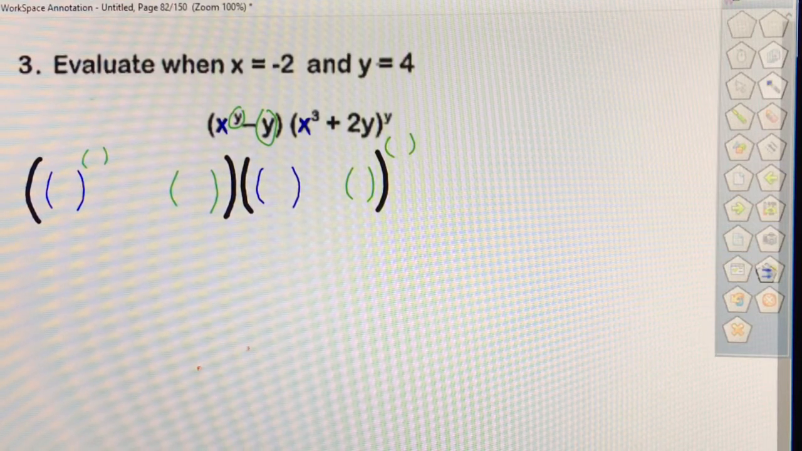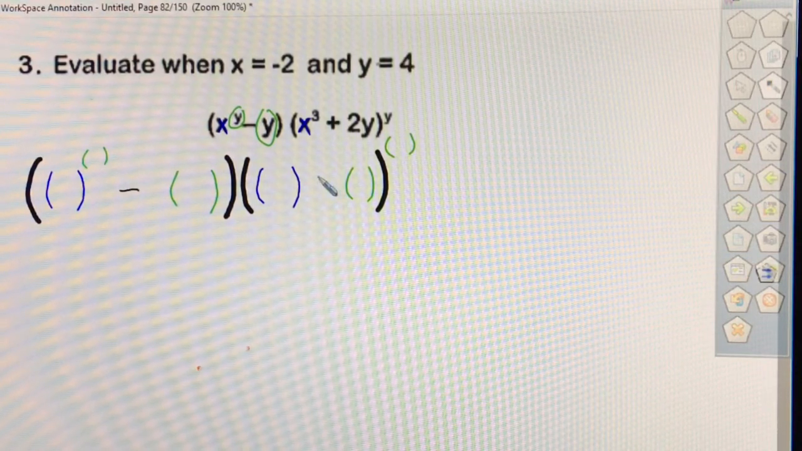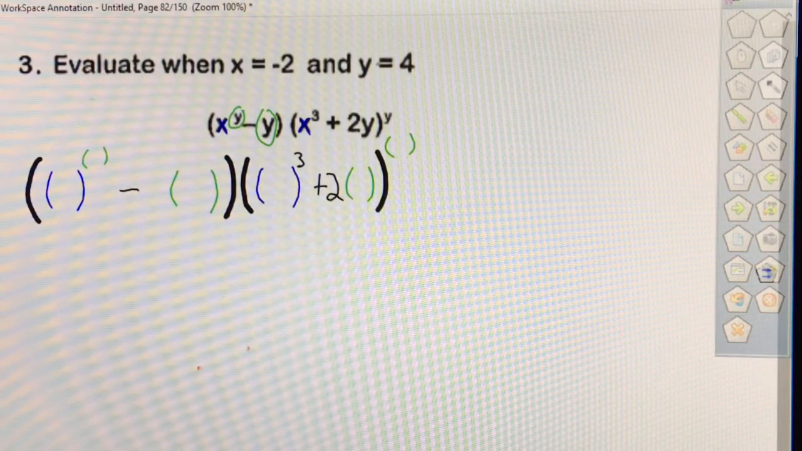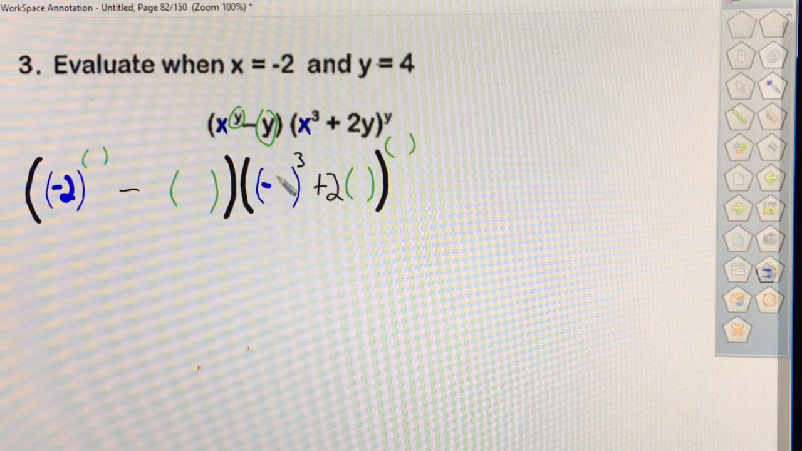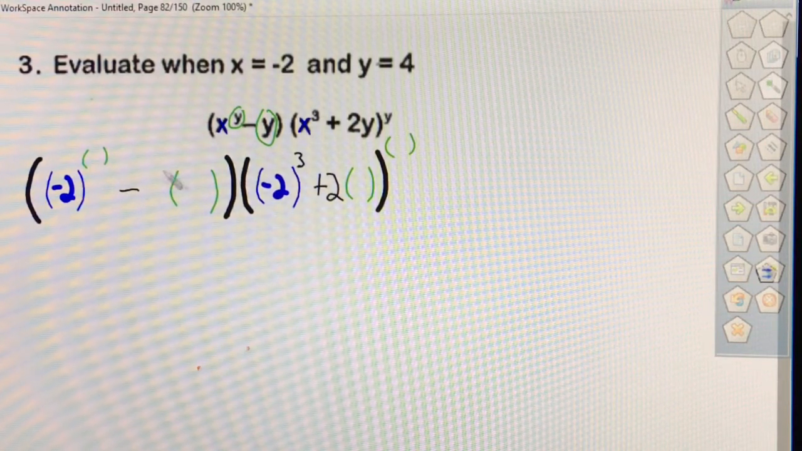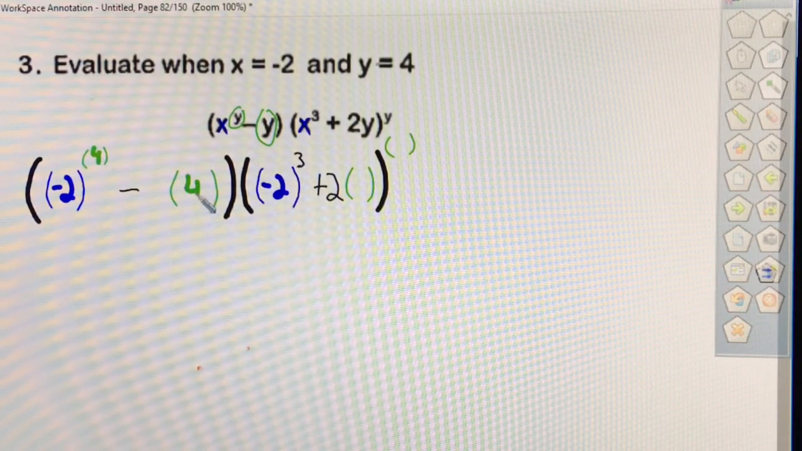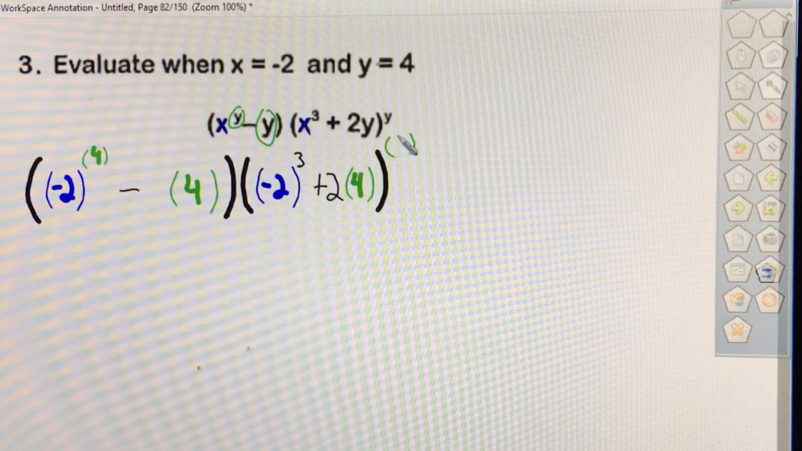I'm going to put my addition signs. So that's minus, that's plus, that's cubed. And don't forget there's a 2 out in front of that y, to the y power. And now it tells me that x equals negative 2, and that y equals 4. So this is going to be negative 2 to the fourth minus 4 times 4, which is 8, to the fourth power.